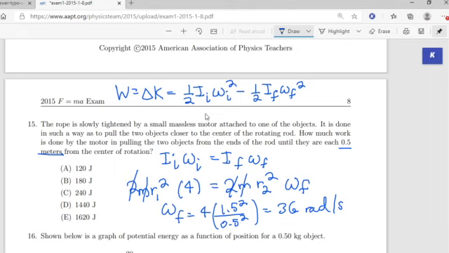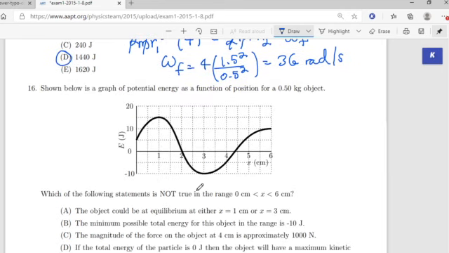And basically, to sum up my strategy, I basically knew that work was the change in kinetic energy, so I wanted to find the change in angular velocity. And okay, so we're getting 1440 joules. Yeah, okay, so that should be the correct answer.